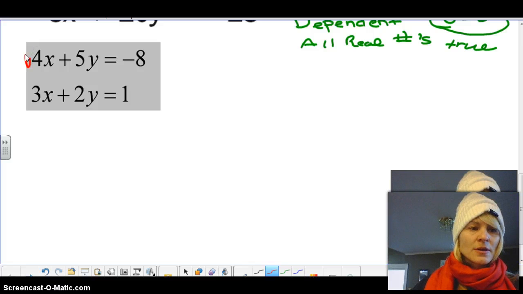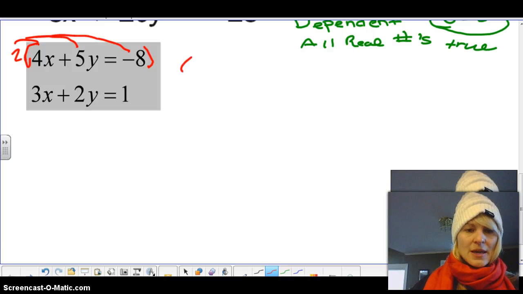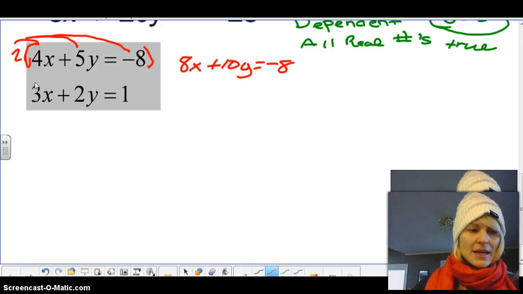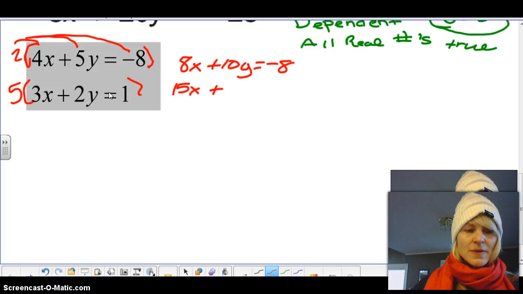So what I'm going to do is multiply this top by 2. And remember, everything goes by 2, right? So that's going to give me 8x plus 10y equals negative 8. Okay, so I'm making my variable 10. To make this 10, I have to multiply everything by 5. So in these cases, you're going to multiply the top and bottom. So 5 times 3 is 15x plus 2 times 5y is going to give me 10y equals, and then 5 times 1 is 5.